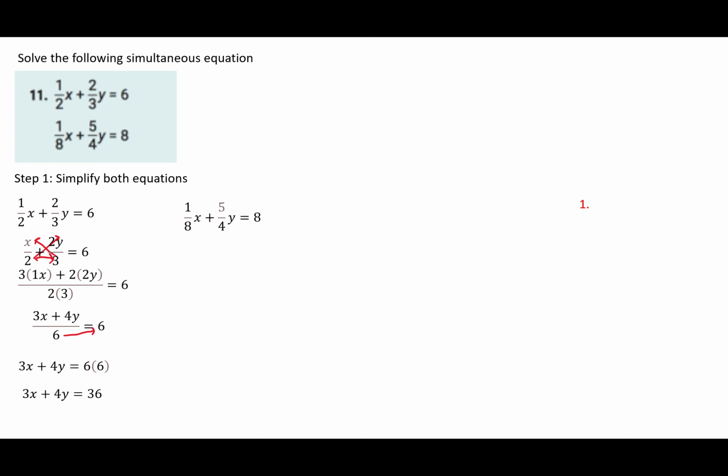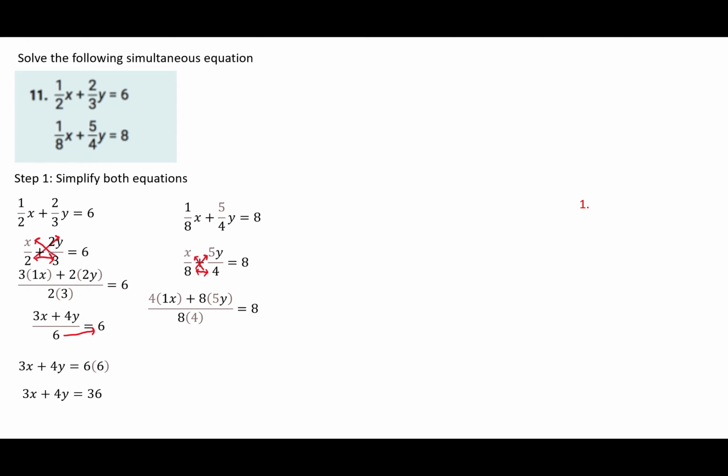1 over 8x plus 5 over 4y is equal to 8. The first thing we'll do is multiply our numerators together. 1 times x gives me x over 8. 5 times y gives me 5y over 4. This is all equal to 8. We now want to simplify the left-hand side so we have it written as one fraction. To do this, we use our star method. Multiply the bottoms together and cross-multiply to find your new tops. This gives us 4 times 1x plus 8 times 5y over 8 times 4, and it's all equal to 8.